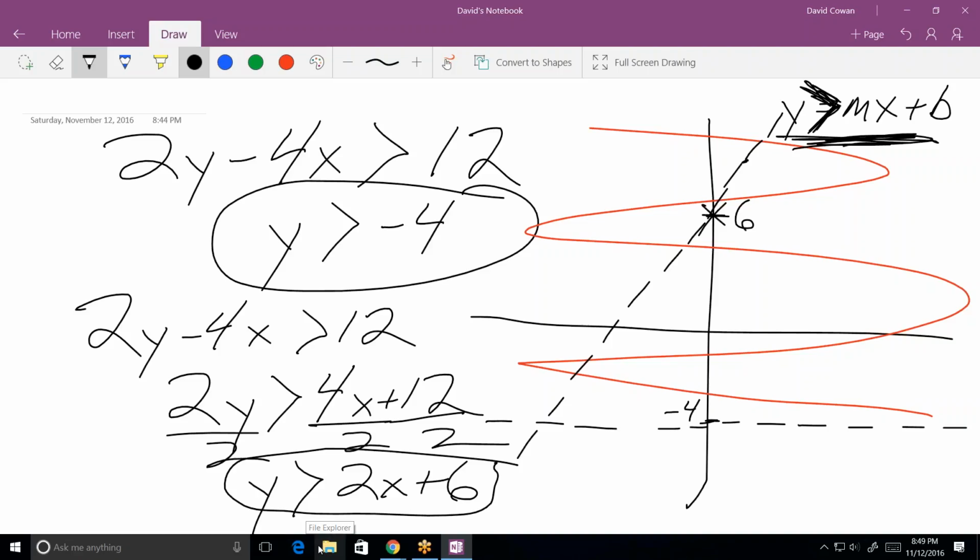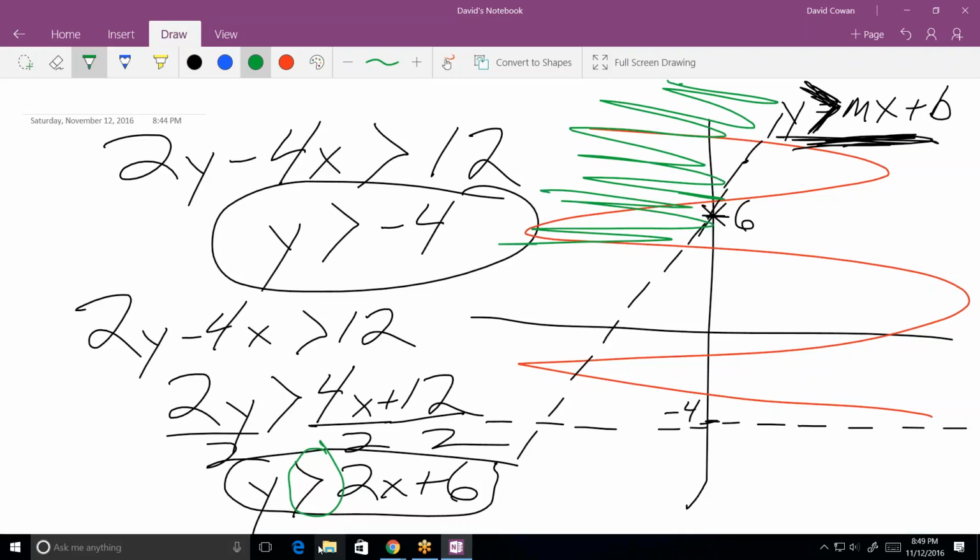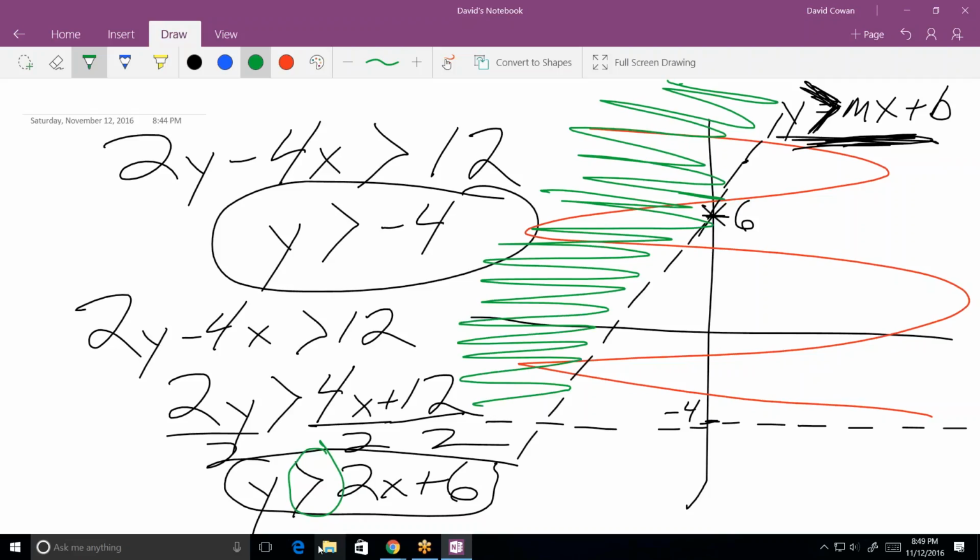Which side of that line am I going to shade? And I'll shade it in green. Below. What's that say? It's greater. What does that mean? So greater is above. Above, exactly. So I'm finding a point above. The only thing I'm looking at is the y-axis. So I have to make sure that the y is above that line.